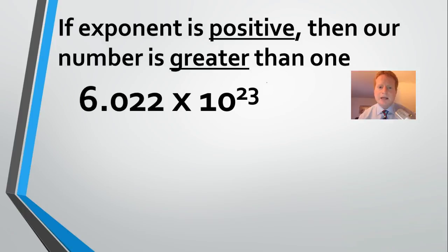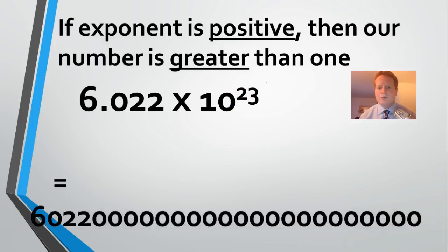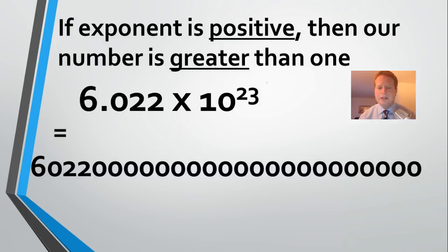If our exponent is positive, then that means our number is going to be greater than 1. So here we have our exponent's positive. Our number is typically a large number, but it's at least greater than 1. And so that's what we're looking at here.